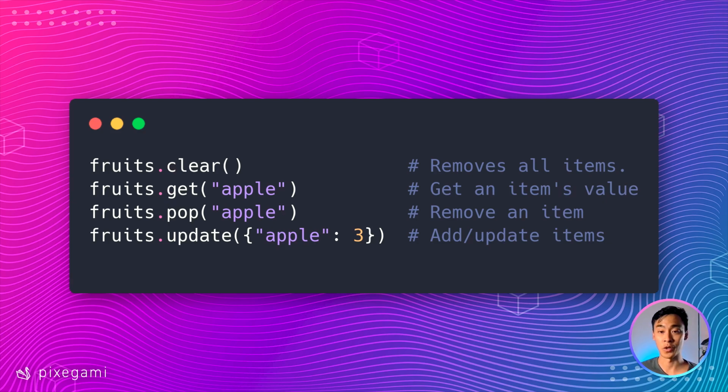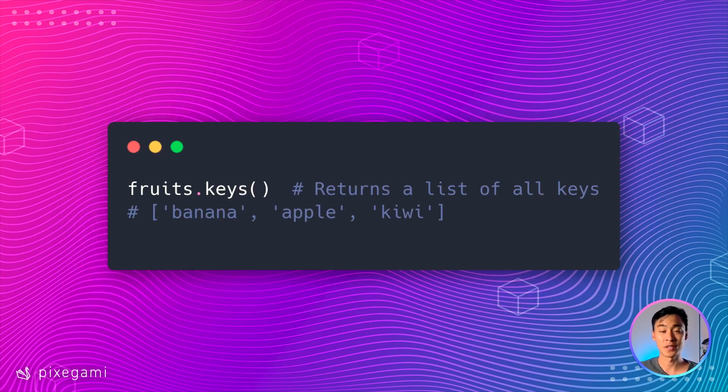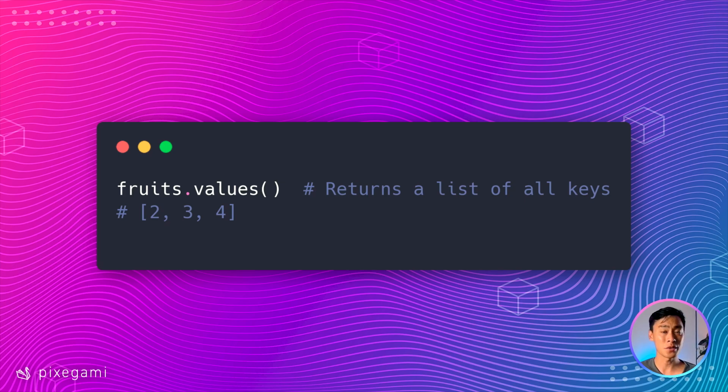Dictionaries also have their own inbuilt methods, which you can use to manipulate the data that they contain. So you can clear a dictionary, or you can get an item, you can pop an item, and you can update the dictionary with another dictionary, as we saw in our example from earlier. You can use this inbuilt keys method to return a list of all the keys in the dictionary. But if you're interested in the values of the items in the dictionary, you can use this values method instead, and this will give you the value you store for each key in the dictionary.